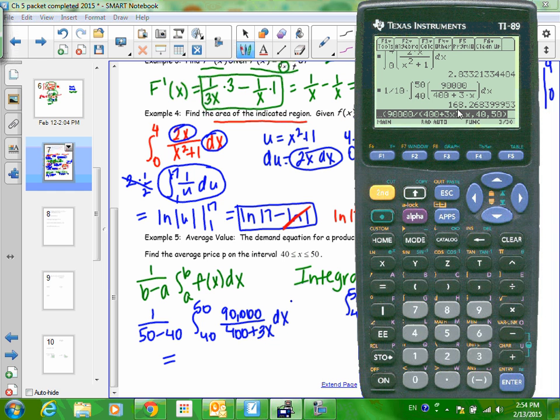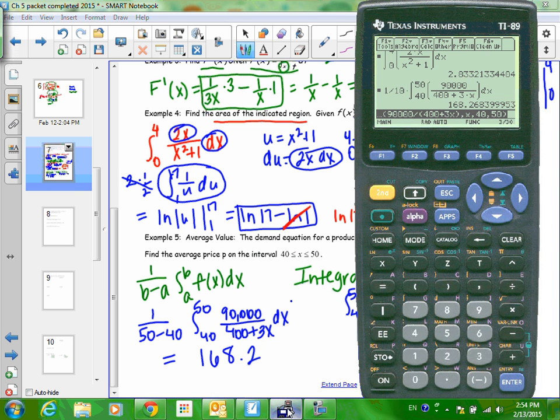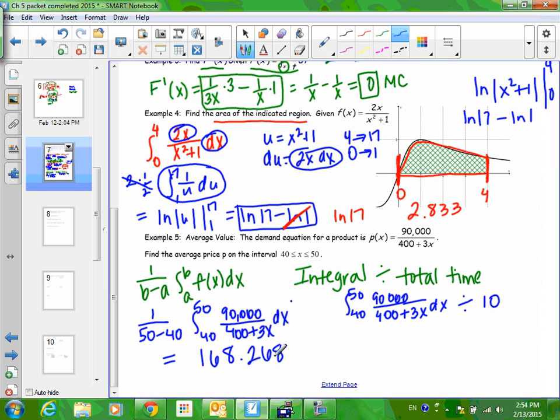All right, so that's my answer, 168.268. Now you may be thinking, is that 268? Yeah. You may be thinking, hey, this is price, so we only need to round to 2 decimal places. Okay, just always round to 3. You're never going to get counted off for being more accurate.